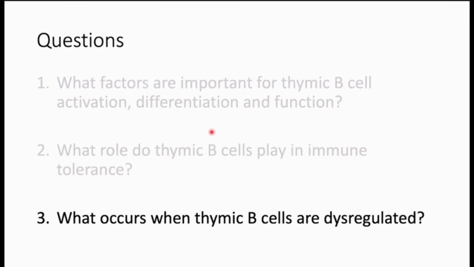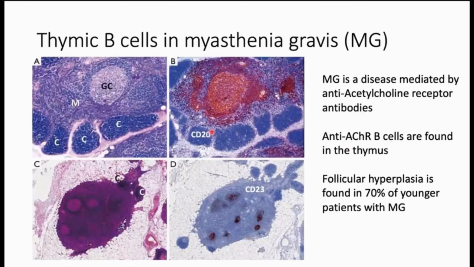I just wanted to end on one other last thing. And this last question here is, what is occurring when thymic B cells are dysregulated? And so this kind of leads to clinical utility and interest in the future for us to try to think about how this is impacting human health. And we have turned to myasthenia gravis and the thymic B cells that are present there during myasthenia gravis. And so myasthenia gravis is an autoimmune disease that's mediated by anti-acetylcholine receptor antibodies. And the anti-acetylcholine receptor B cells are often found in the thymus. And what's interesting is that thymectomy is often a treatment for myasthenia gravis and does help a large subset of patients.